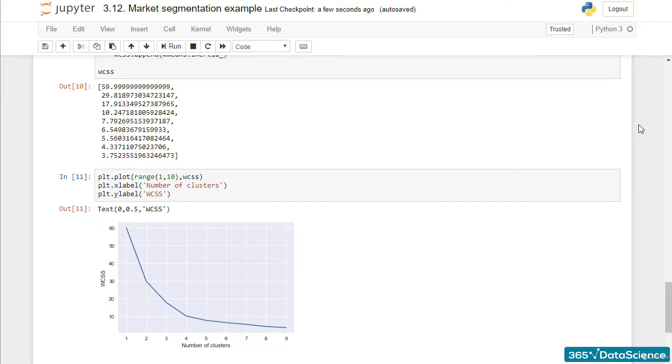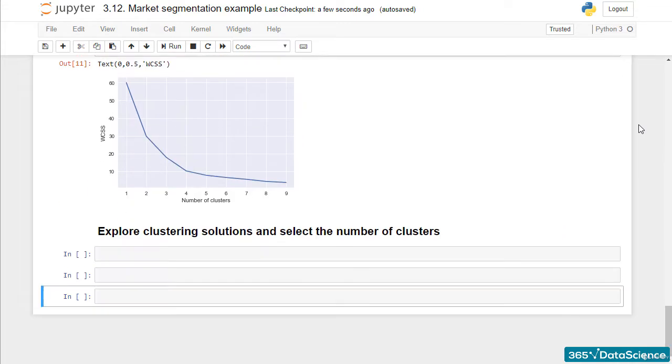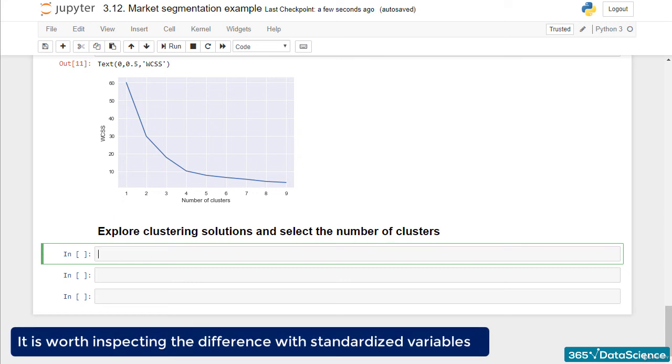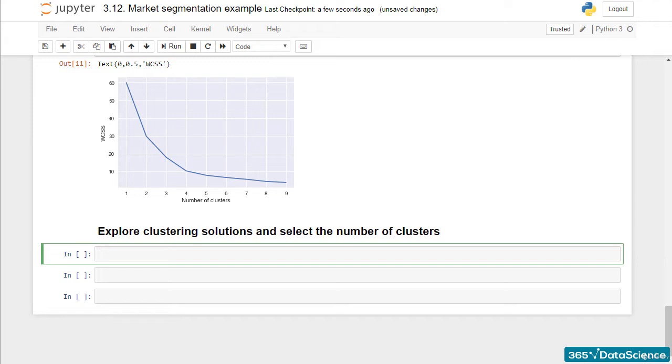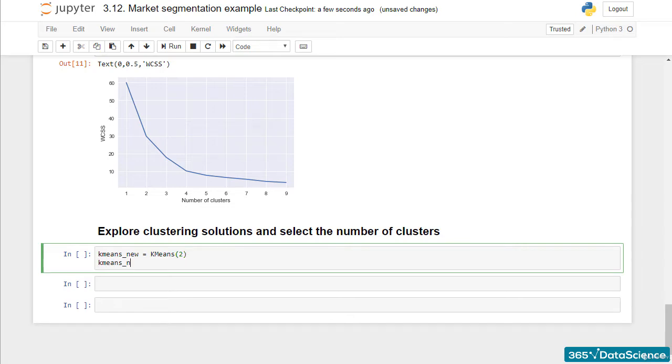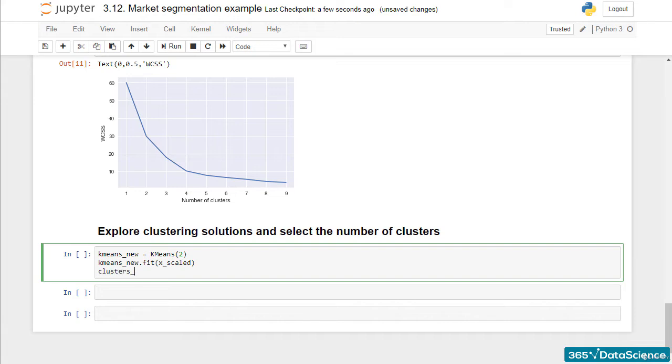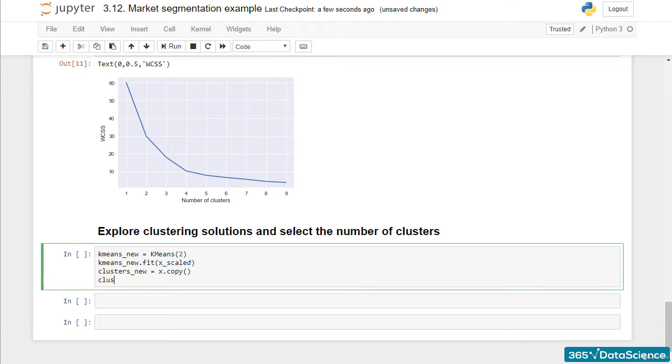We already discussed qualitatively that this is probably a suboptimal solution, but it is worth inspecting the difference with standardized variables. We'll declare a variable called k-means underscore new equal to k-means of 2. Next, we will fit the x-scale data. Finally, we will create a new data frame called clusters underscore new containing the values from x. Then the column cluster pred will contain the predicted clusters from this new clustering solution with the scaled x.